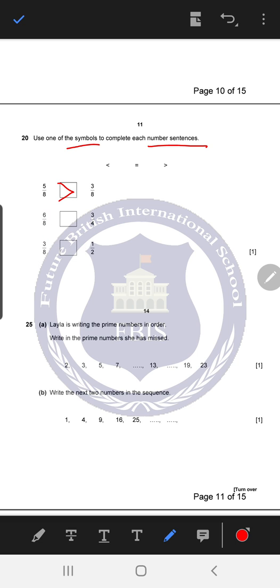6 over 8 and 3 over 4. We need to change this to have a common denominator. Multiply 2, multiply 2: 3 by 2 is 6, 4 by 2 is 8. Now we have the same denominator, 8 and 8. So they are equal. 1 over 2, we need to change it, multiply 4, multiply 4.